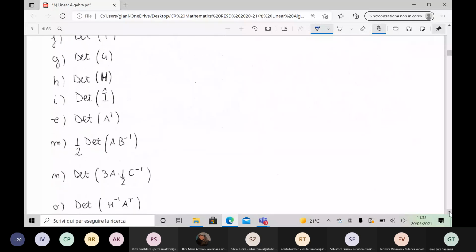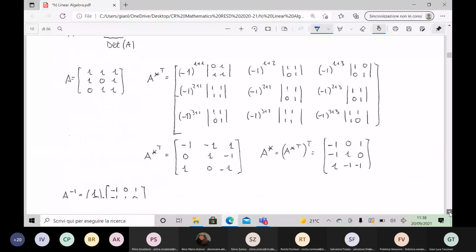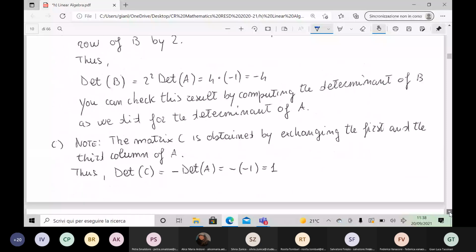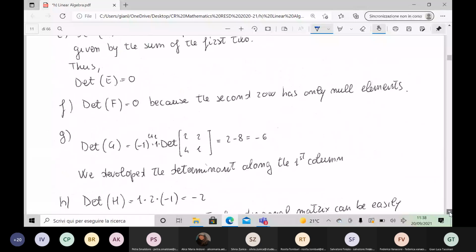Okay guys, here I explained everything, the things I told you. Now, the determinant of A squared. There is a stupid way to solve this exercise and a smart way. The stupid way is the following: take the matrix A, do the product with the matrix A, so you have to do the product between matrices, and then compute the determinant of A squared.